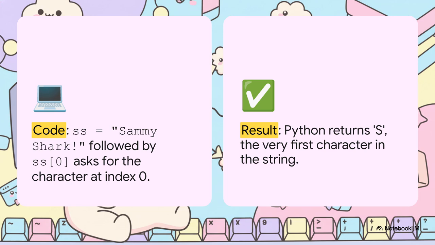Here, we've just packed our string into a little box called ss. So when we write ss[0], we're asking, what's at address number 0? And just like our map shows, the computer comes back with the very first character, that capital S.